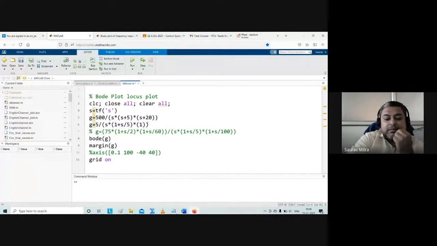So this is 1 plus s by 20. Any of these two forms of G you can put and find the Bode plot. First I have given the normal form. Next I have given the time constant form. So any of these two forms. Why do we represent in time constant form? So that the corner frequencies are visible.